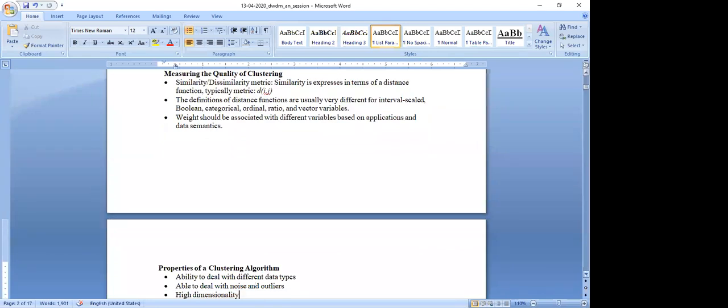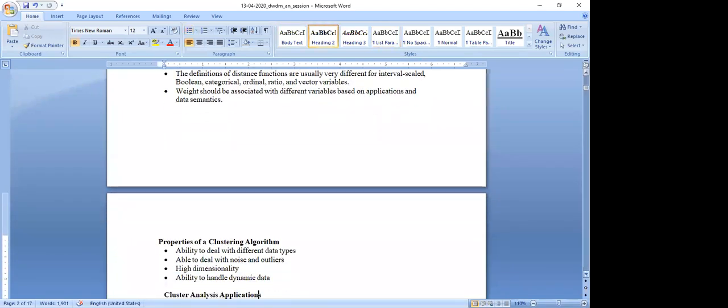Next, more properties of the clustering algorithm. In the clustering algorithm, we are not considering a single kind of data type. We are considering different kinds of data types, and it is also able to deal with noise, and we can also remove the outliers. Outliers are the objects outside the cluster, and noise is the undisturbed or unrelated data, which is removed.